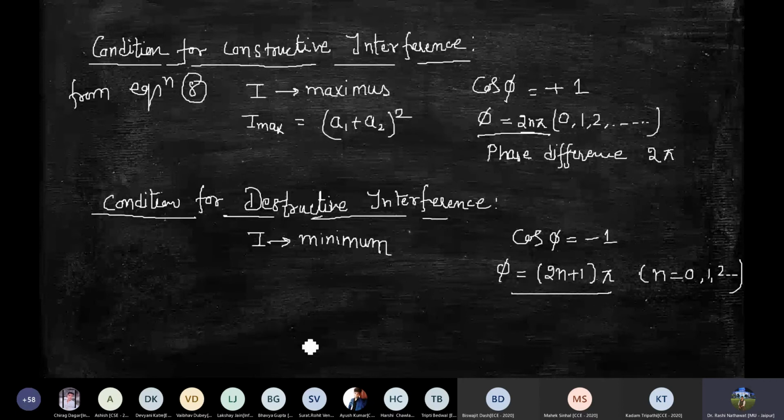Okay, so in that case, if cos phi is -1, then I minimum will be A1 minus A2 whole square. So here the phase difference phi is an odd multiple of pi.